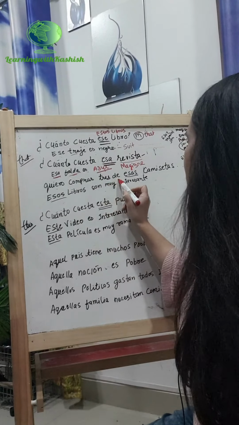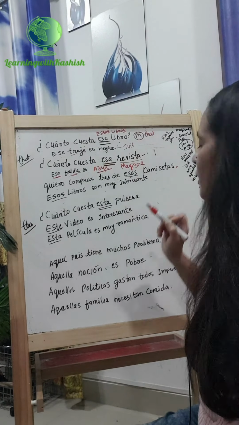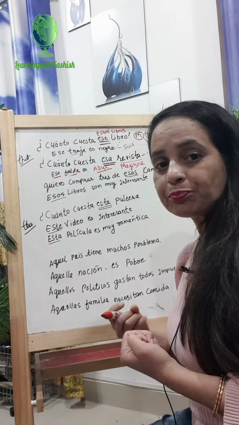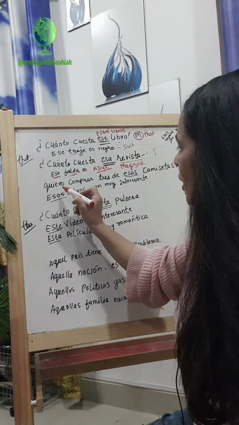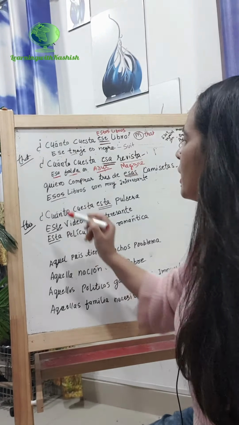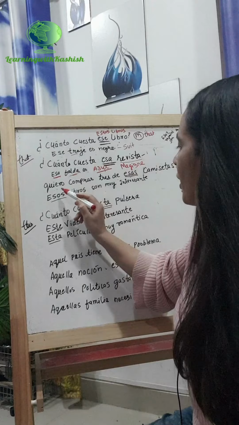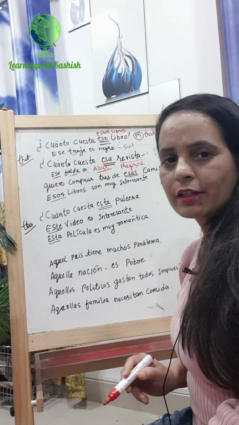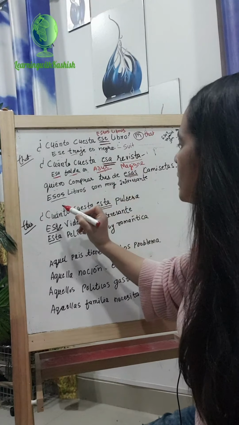Quiero comprar tres de esas camisetas. Camiseta is shirt, this is feminine, so I have used esas, okay, esas, those. Quiero comprar, I want to buy three of those shirts.